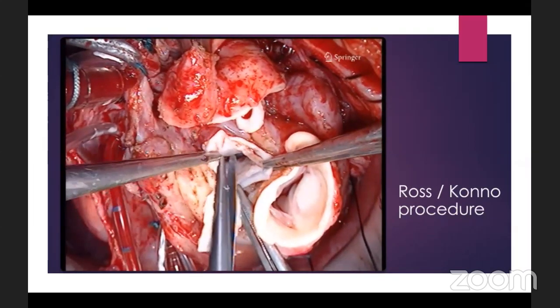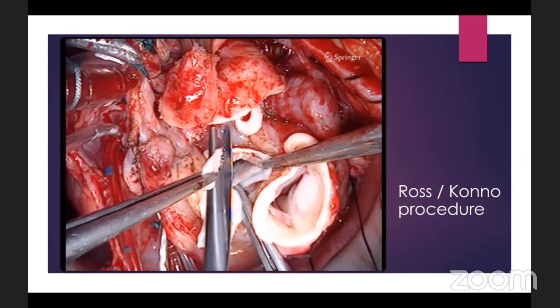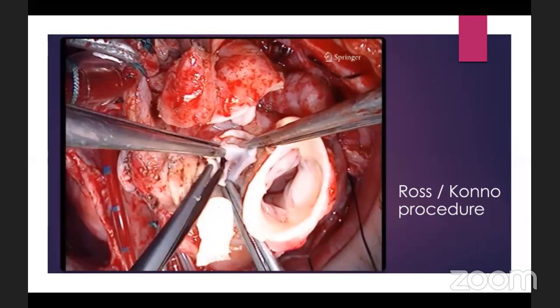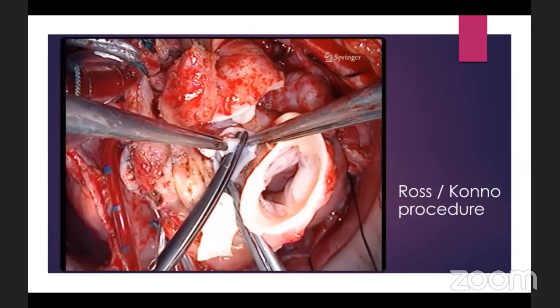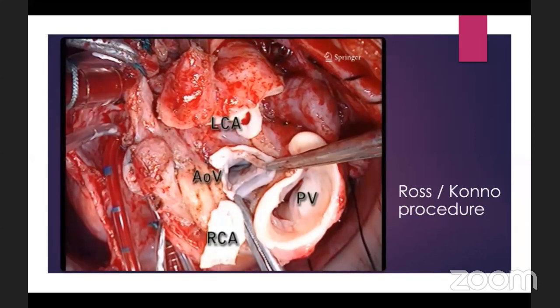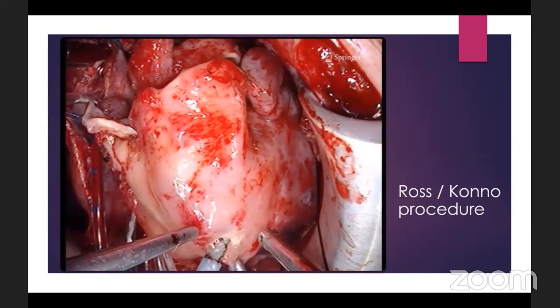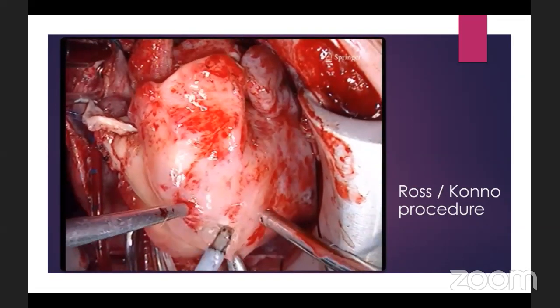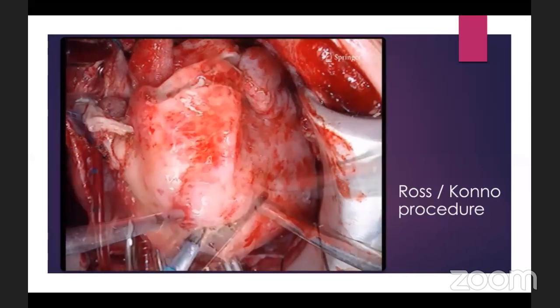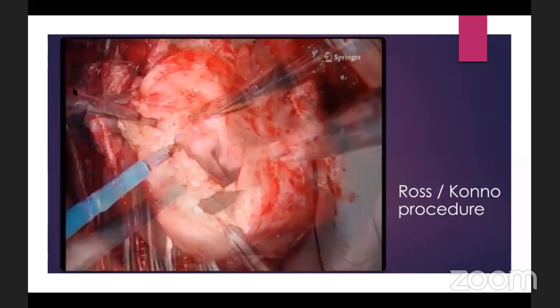Once that is removed, you can appreciate that the LVOT here is much smaller if you compare it to the right ventricle, and just replacing the valve at the leaflet position is not going to be adequate to address the pathology. So autograft again is harvested. I can skip this part.